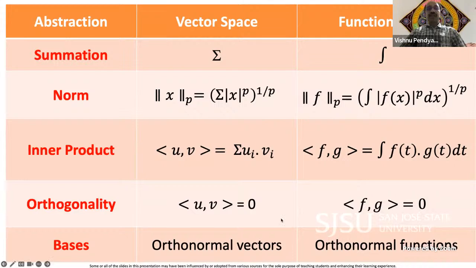So how do you define orthogonality of functions? You define it like this. The inner product, which is given by the integral of the two functions, is equal to 0. And the bases basically are orthonormal vectors, and in this case, these are orthonormal functions. So the norm is essentially a generalization of the magnitude, and the inner product is a generalization of dot product, and so on and so forth. So as you can see, we have extended the vector space into function spaces.